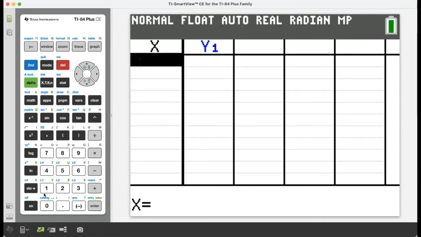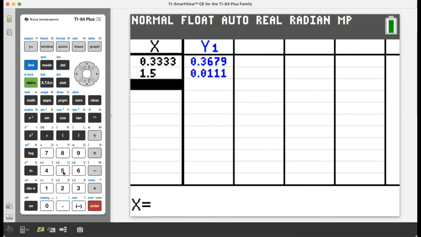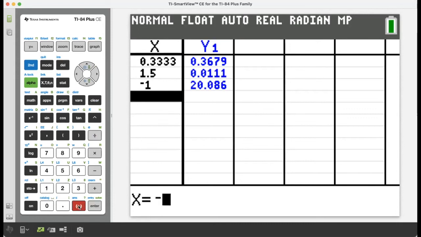So the first value was 1/3. Second value, 1.5. Third value, -1. And final value, negative pi. The pi key is located right over here above the exponent key. So second pi. Rather than putting 3.14, it's much more precise if you input the actual value, -pi. The calculator will convert it into a decimal.